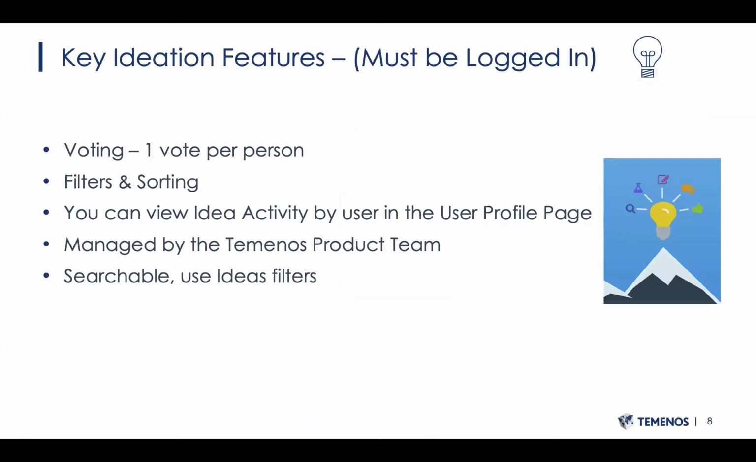Another thing I want to cover is ideation. If you have a feature request for any Temenos product, you can enter that feature request in ideation, which we'll show you in a minute. Voting is one vote per person. There are different ways to look at the ideas, whether by their status or by what category they're in, like what product they're under. You can also view idea activity by user in the profile page.